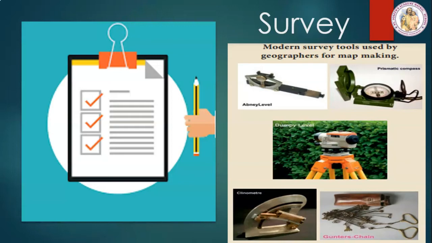Remote sensing. Remote sensing refers to the observation and measurement of earthly objects without touching them. Remote means far away and sensing means observing or collecting information.